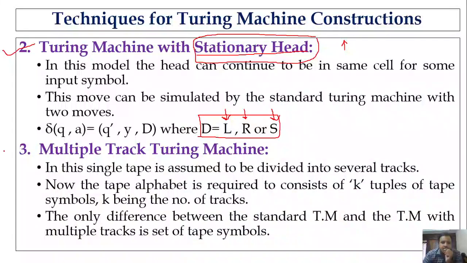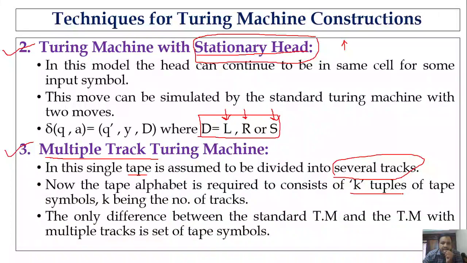Okay, next one. Another technique is a Turing machine with multiple tracks. In this strategy the input tape is divided into several tracks. Till now we have seen an input tape consisting of a sequence of cells with only a single track. But a single tape can be partitioned into several tracks, and the tape head is going to read the symbols in the several tracks.